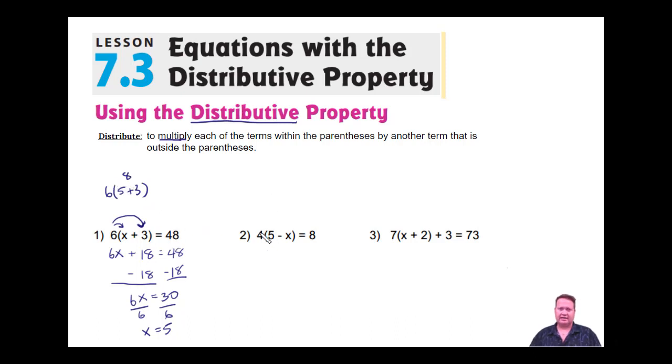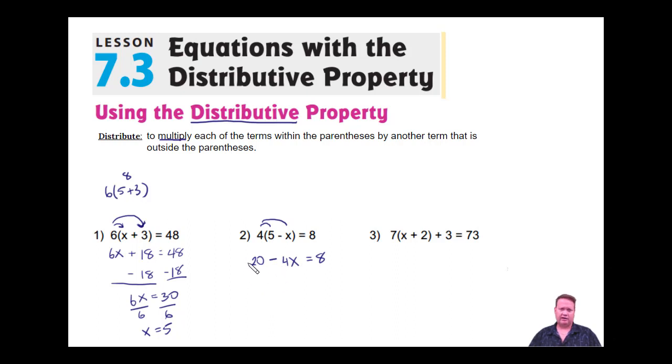Let's come over to this second problem. We're going to do what's called distribute the 4. On this last problem, we distributed the 6. And this time we're going to distribute a 4. And so we're going to distribute the 4 to the 5, and that means 4 times 5, which is 20. And then we distribute the 4 times the x. And notice there's a minus sign in there, so we'll go ahead and put that minus sign right there. And then 4 times x is 4x. And altogether that equals 8.